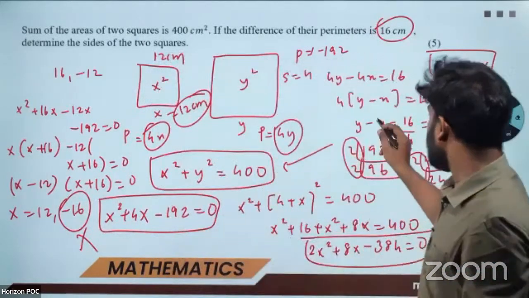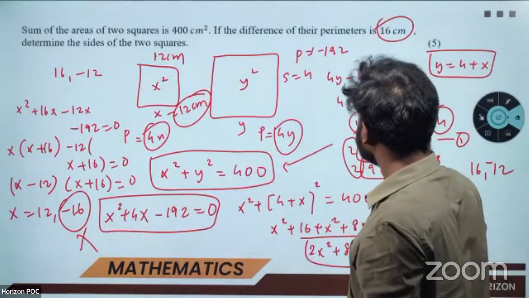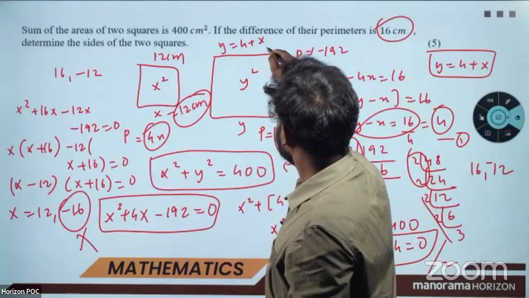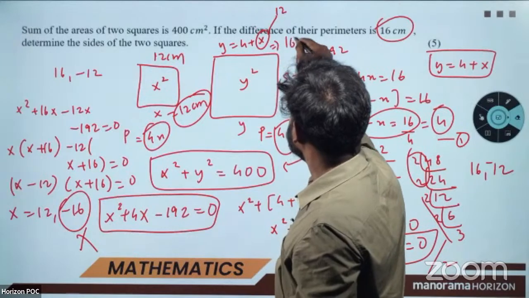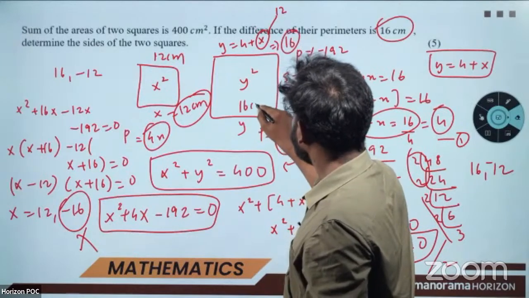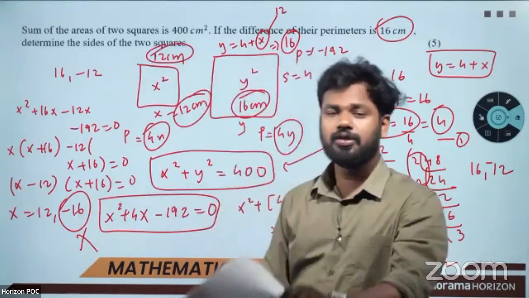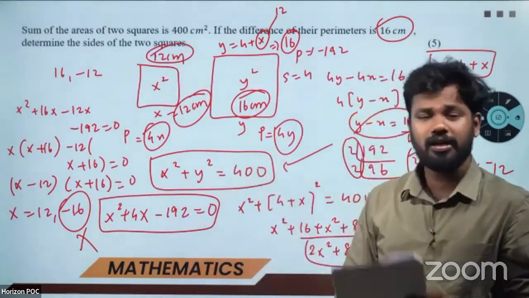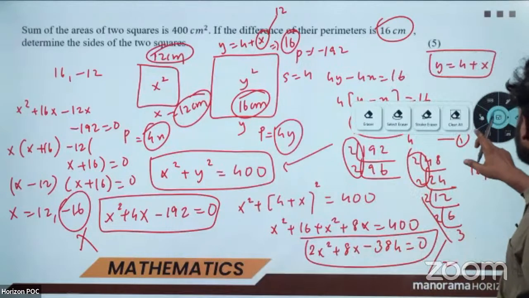Now what about the other side? The other side we have taken as y minus x is equal to 4. So if y minus x is equal to 4, y is equal to 4 plus x. With x as 12, 4 plus 12 is nothing but 16. So what is the side of this square? 16 centimeter. What is the side of this square? 12 centimeter. So I have got the sides of the two squares as 12 centimeters and 16 centimeters. Clear? Moving on to the next one.